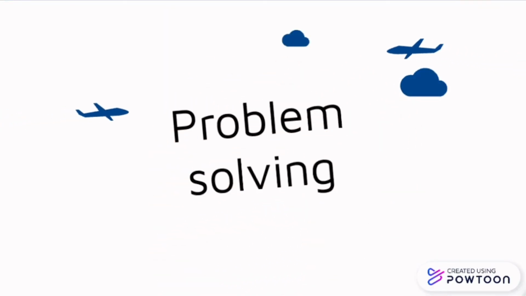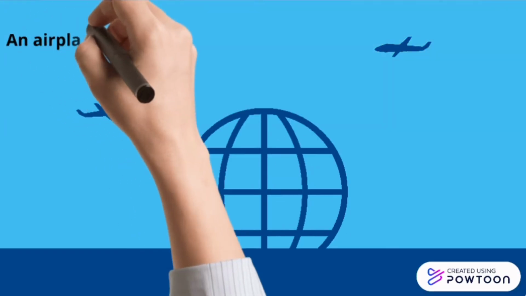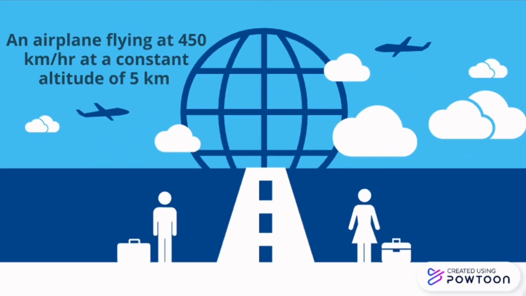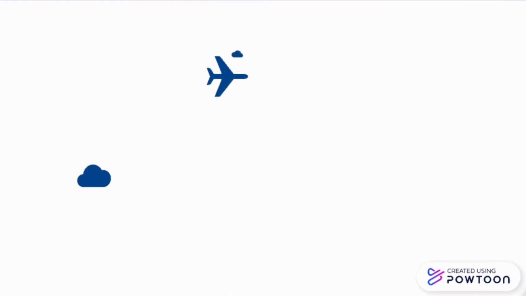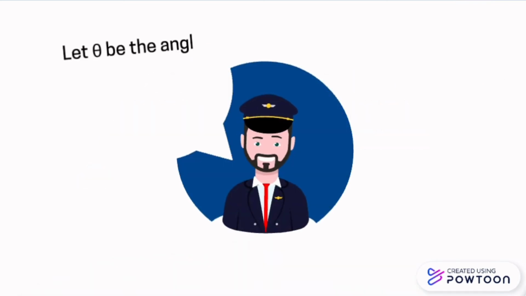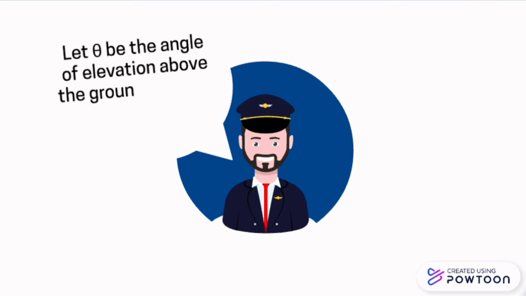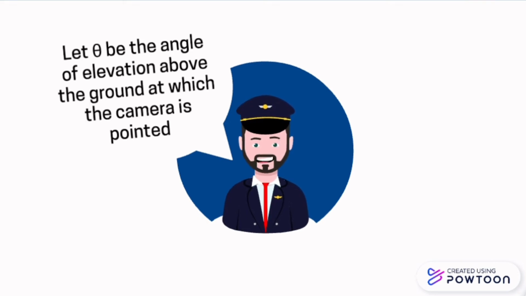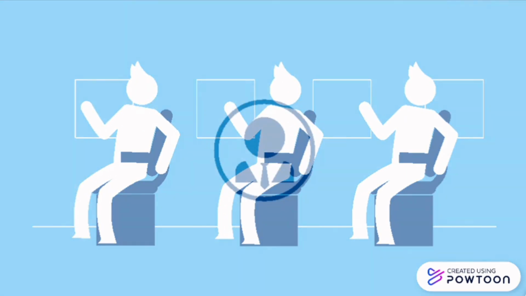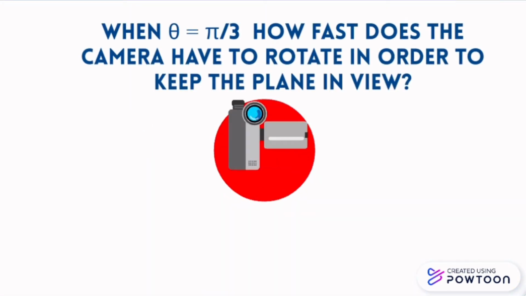Problem solving. An airplane is flying at 450 km per hour at a constant altitude of 5 km, and the airplane is approaching a camera mount on the ground. Let theta be the angle of elevation above the ground at which the camera is pointed. When theta equals pi over 3, how fast does the camera have to rotate in order to keep the plane in view?